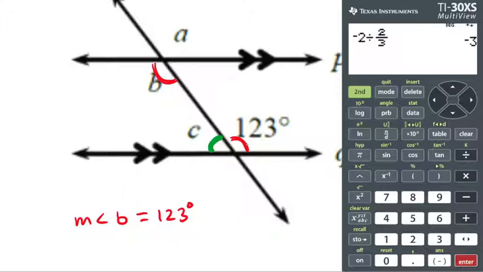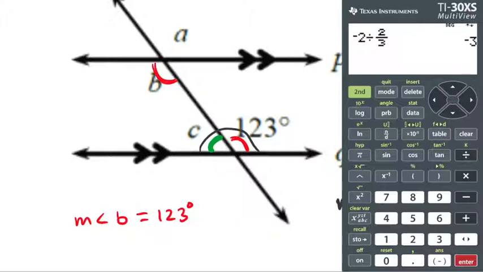Another thing that I see here is that these two angles, I'll mark this one in green and the other one in red, are adjacent, and they form a linear pair. So those two angles have to add up to 180 degrees. So if I take 180 and subtract 123, the measure of angle C would have to be 57 degrees, because these two angles have to add up to a straight line.